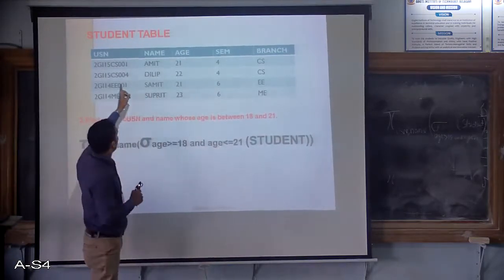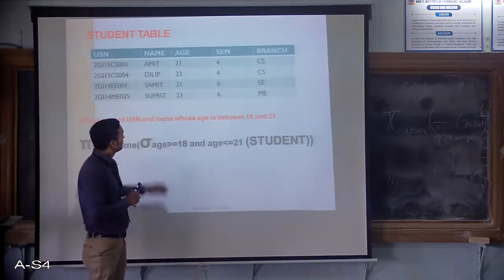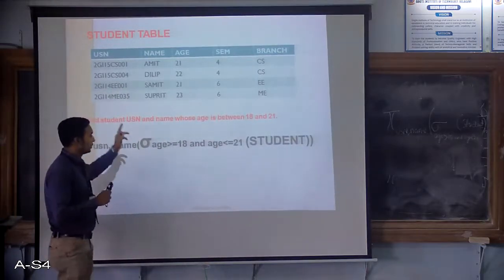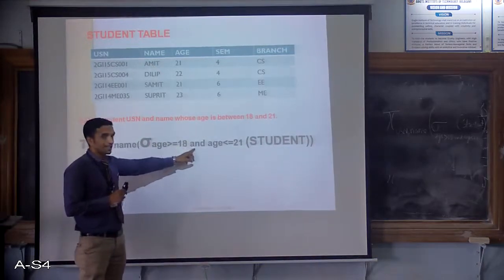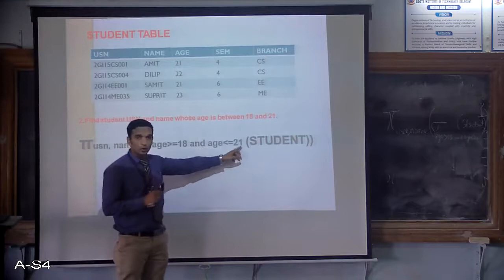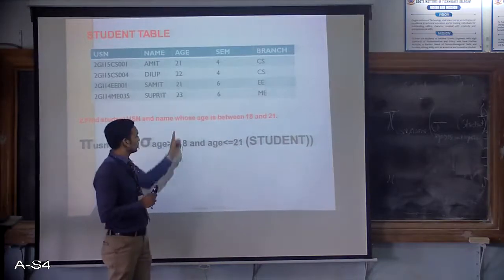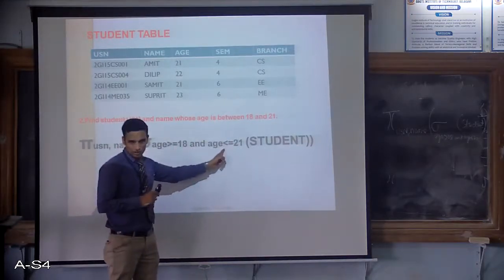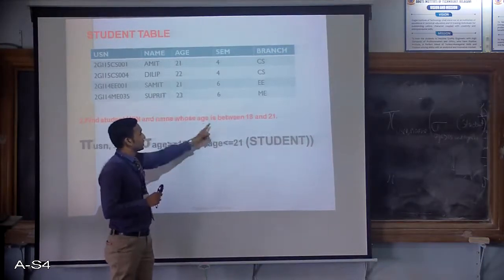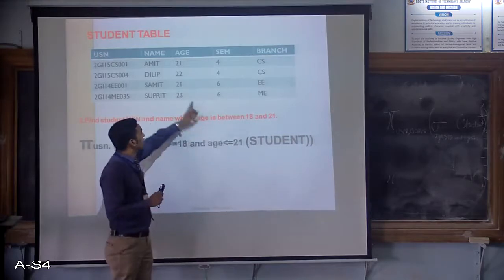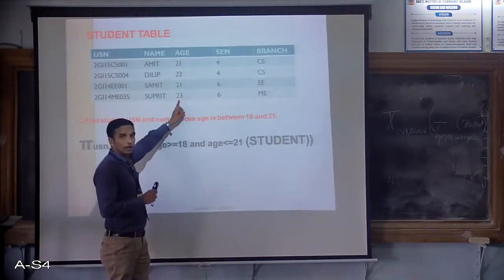Selected. So Amit and USN one get selected. Go for the next, 22. Is age greater than 18? True. But since it is an AND operator, is age less than or equal to 21? No. It's 22. So true and false is a false. So this is not satisfying the condition here. It is not in the range. So ignored. Selected, ignored. Right?